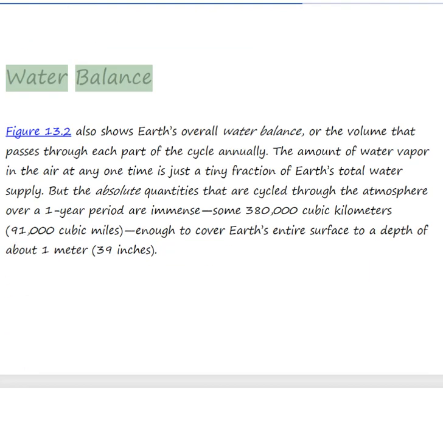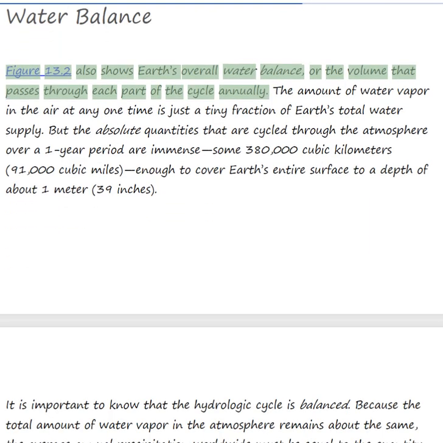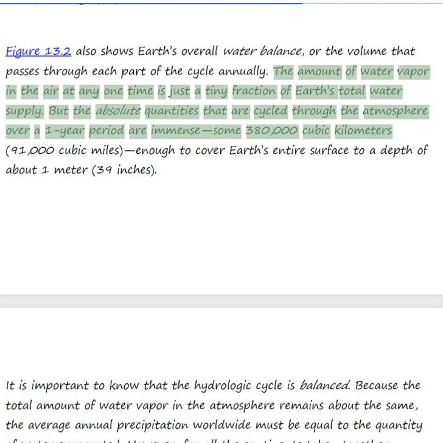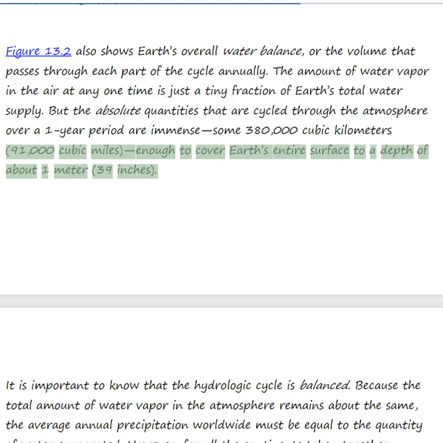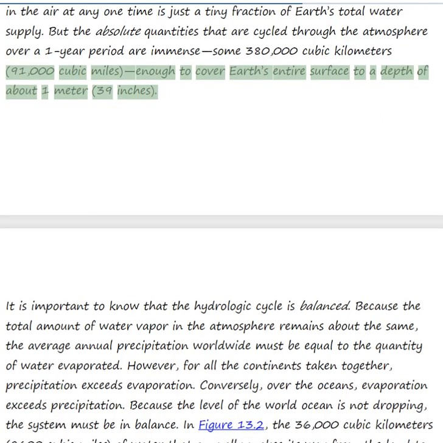Water balance. Figure 13.2 also shows Earth's overall water balance, or the volume that passes through each part of the cycle annually. The amount of water vapor in the air at any one time is just a tiny fraction of Earth's total water supply. But the absolute quantities that are cycled through the atmosphere over a 1-year period are immense, some 380,000 cubic kilometers. Enough to cover Earth's entire surface to a depth of about 1 meter.